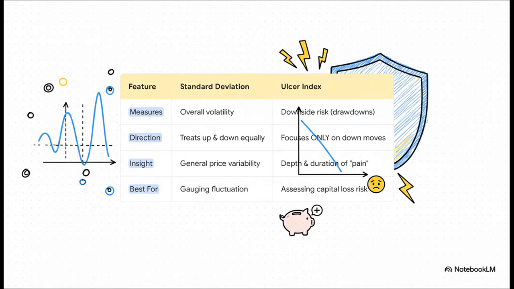Okay, let's break this down. Standard deviation measures all the wiggles, up and down. But the Ulcer Index laser focuses only on downside risk. Standard deviation treats up and down moves the same. The Ulcer Index only cares when the price goes down. So the bottom line is simple. If your main goal is to not lose your shirt, the Ulcer Index is just a way smarter tool for the job.